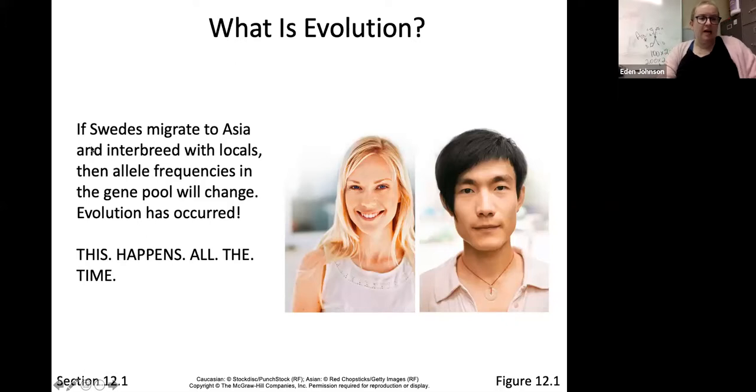So in this example, if Swedes migrate to Asia or to Korea, for instance, and interbreed with locals, then allele frequencies in the gene pool will change. Evolution has then occurred because you're literally going from one generation to the next. Before the Swedish person got there, you had this particular gene pool. Now, the Swedish person has gotten there, and in the next generation, interbred. They're part of that gene pool now. You have changed the allele frequency in that population. This happens all the time.